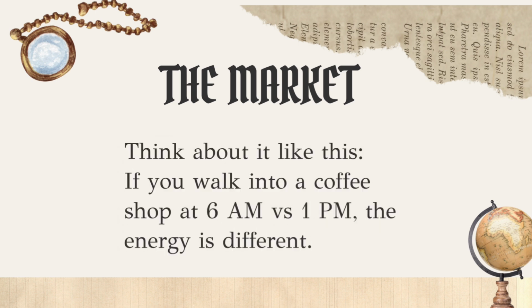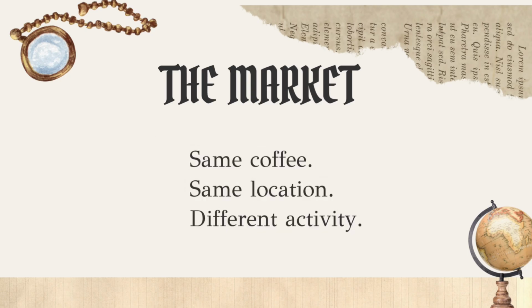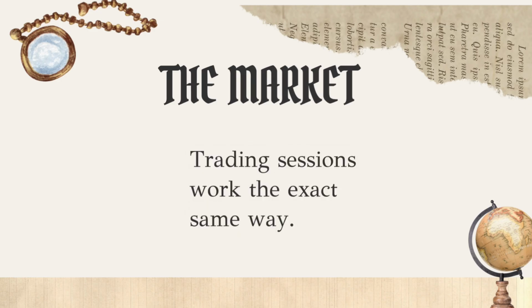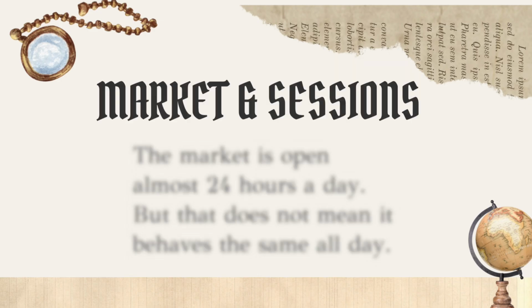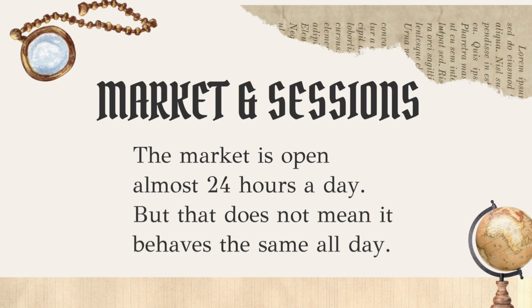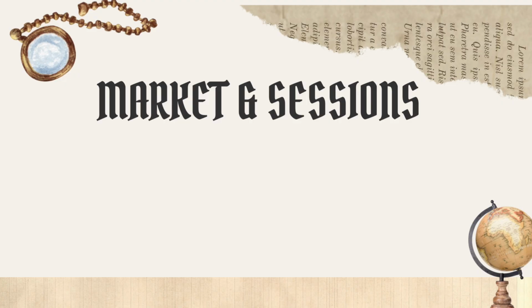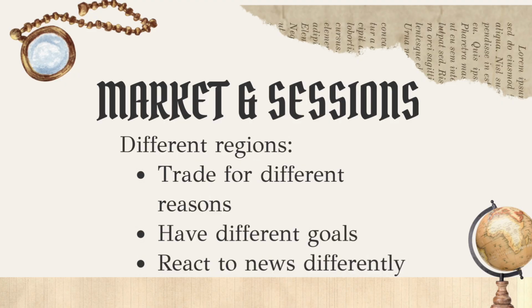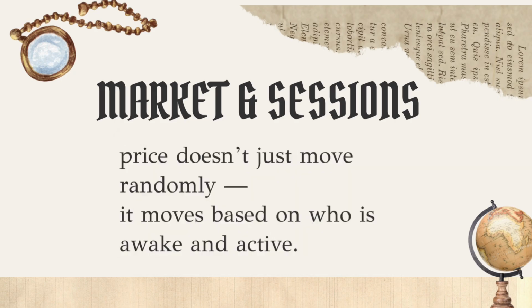Think of it like this. If you're walking into a coffee shop at 6 a.m. versus 1 p.m., the energy is different. The same coffee shop, the same location, but just different activity. Trading sessions work the exact same way. The market is open almost 24 hours a day, but this does not mean it behaves the same way throughout the whole day. Different regions trade for different reasons. They also have different goals, and they react to news very differently. So price does not move randomly. It just moves based on who's awake and active.